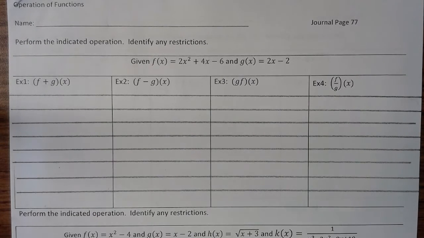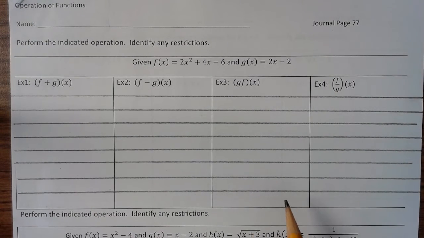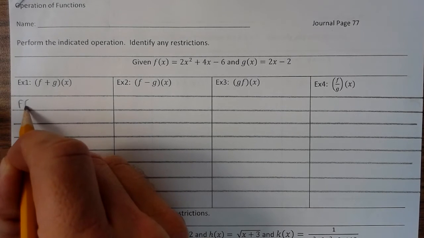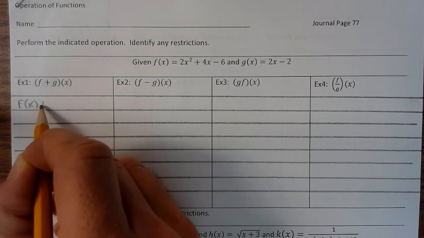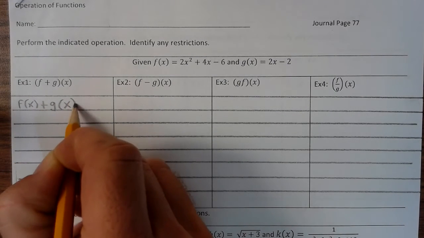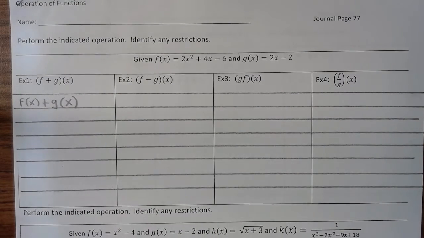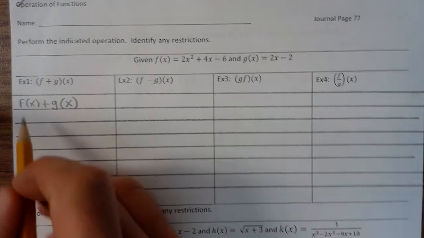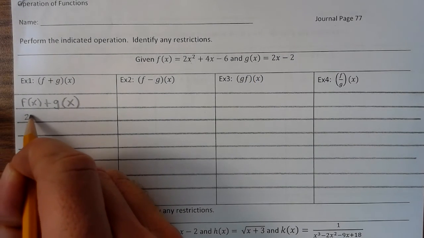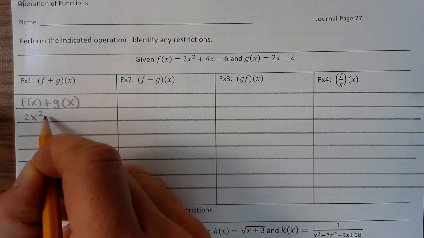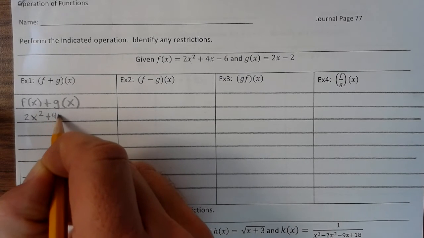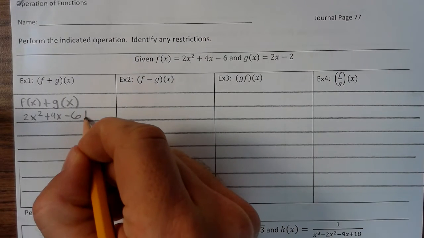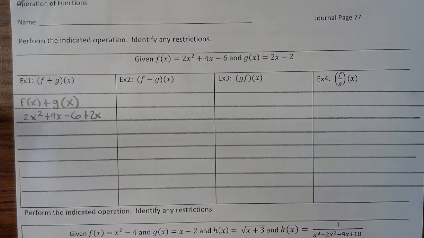So f plus g of x. So what we're doing is we're plugging, we have f of x plus g of x. Okay, well, that's very straightforward. All we're doing is adding f of x and g of x. So f of x is 2x squared plus 4x minus 6 plus 2x minus 2.